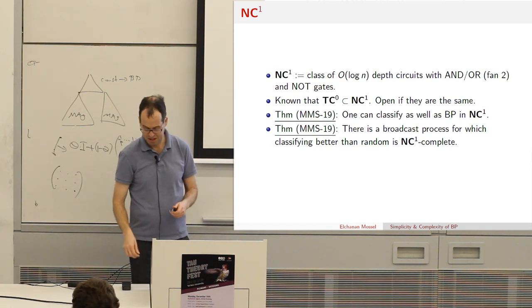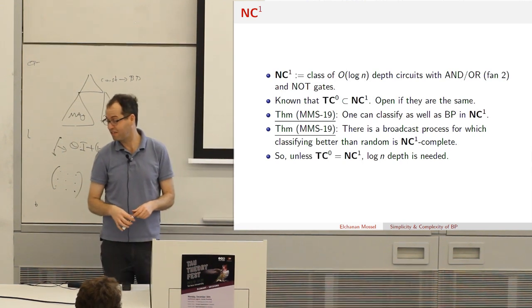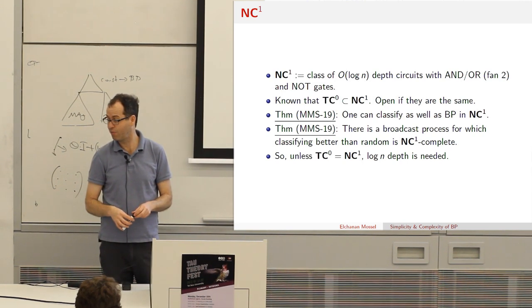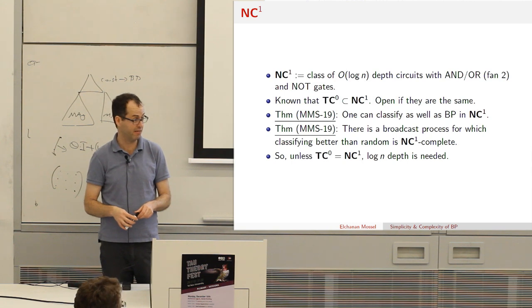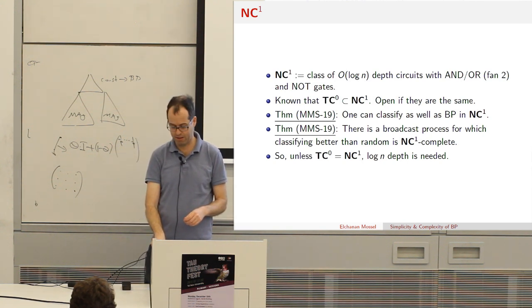Okay, so what's the indication here? Unless TC0 is equal to NC1, log n depth is necessary for these processes. That's the kind of statement that we can make. So let me try to connect it to this d theta square greater than 1.